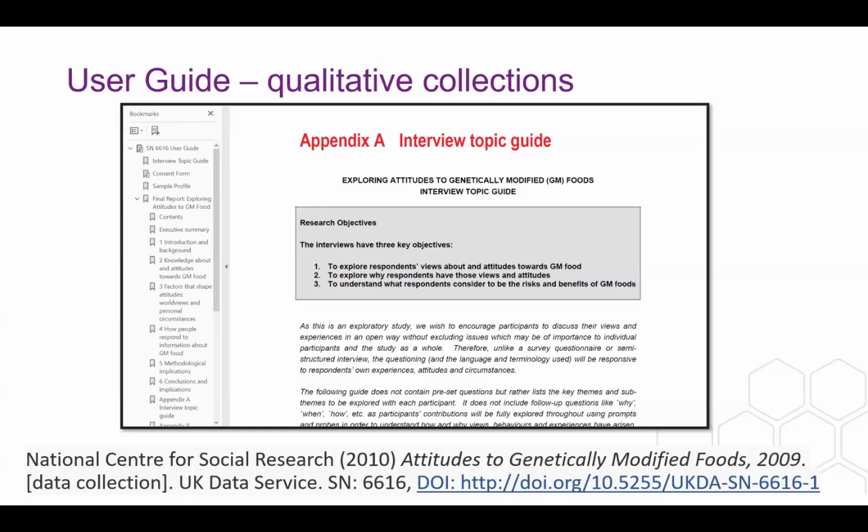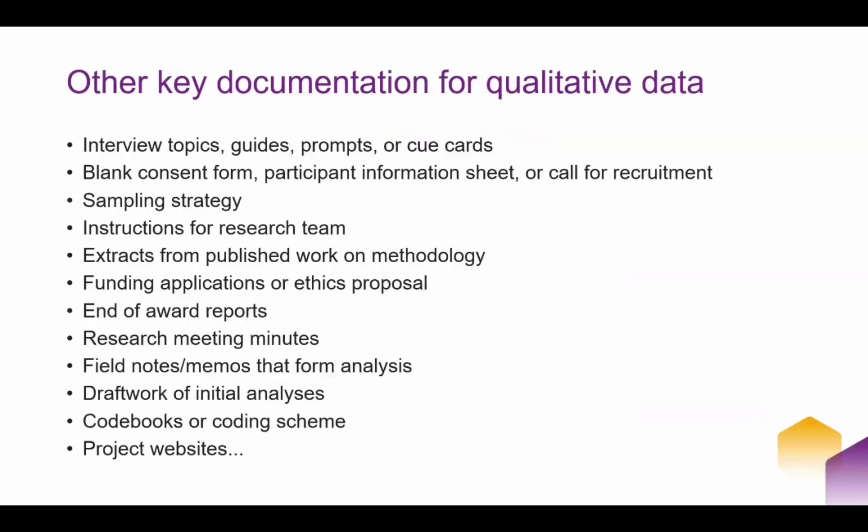So this one shows an interview topic guide along with the final report that was done for the project and a blank consent form. And there's a little bit more information about the sample. And here's some examples of documentation for qualitative work. Basically, all the information that you probably create along the way of doing research, but which is never seen outside of the research team and maybe participants.